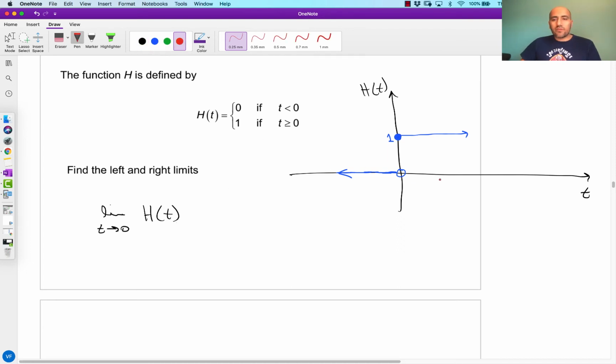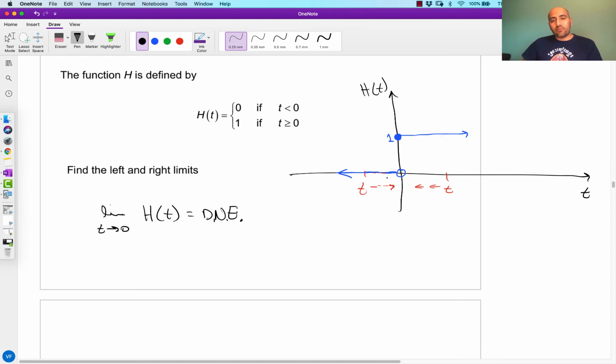As we choose values of t that are getting closer and closer to 0, so let's say we choose this value there, and we get closer and closer, we see that the output values are approaching 1. And when we choose values of t in this direction, getting closer and closer to 0, we see that the output values approach 0. So they don't agree with each other. We would say that the limit as t approaches 0 of h of t does not exist. Okay? Because they don't agree with each other.